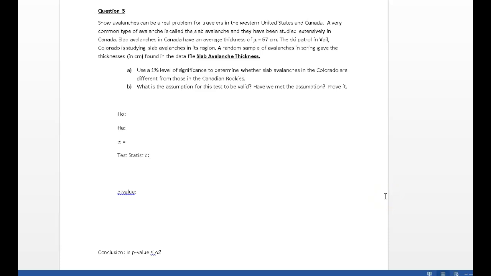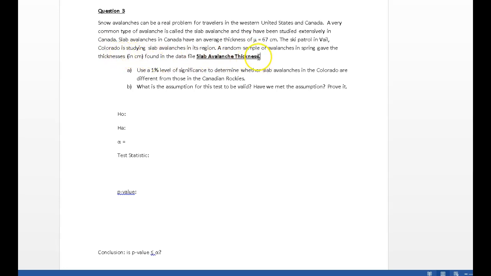Okay, looking at question 3 of these worked solutions, we're told snow avalanches can be a problem for travelers, yada yada. A very common type of avalanche is called a slab avalanche, and they have been studied extensively in Canada. Slab avalanches in Canada have an average thickness of 67 centimeters. Ski Patrol in Vail, Colorado is studying slab avalanches in their region. A random sample of avalanches in the spring gave thicknesses found in a data file.